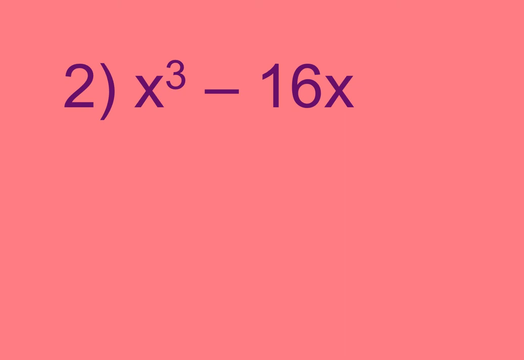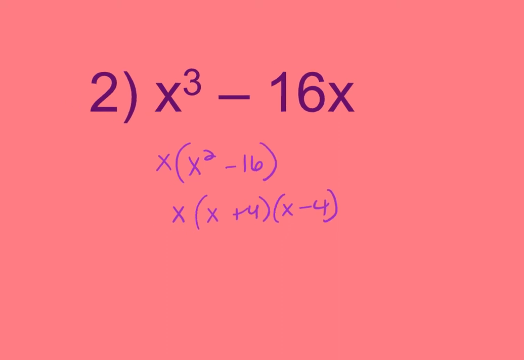Go to 2. Where would I start? Take out the greatest common factor, which this time is x. And then I'd get x squared minus 16. Am I done? Difference of two squares again. x, and then x plus 4 and x minus 4. Questions on that one?